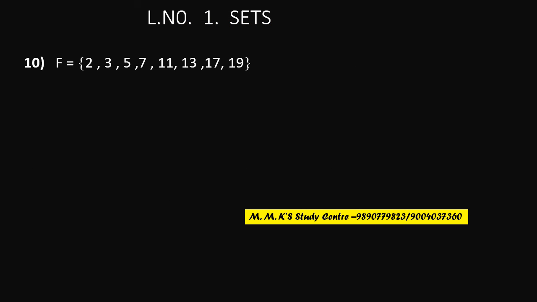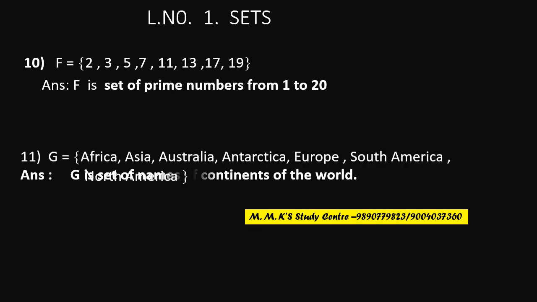Now example number 10. F is a set of 2, 3, 5, 7, 11, 13, 17 and 19. So these, 2, 3, 5, 7, are all the prime numbers present between 1 and 20. Yes, so let us see how to write the answer. F is a set of prime numbers from 1 to 20.